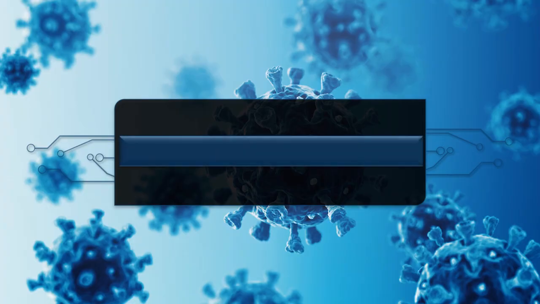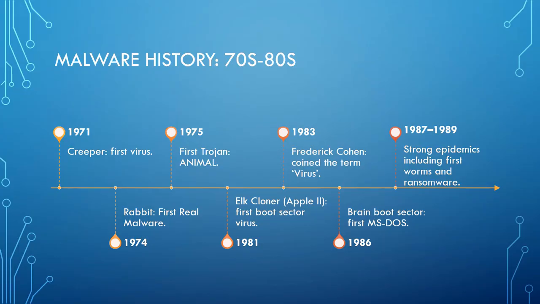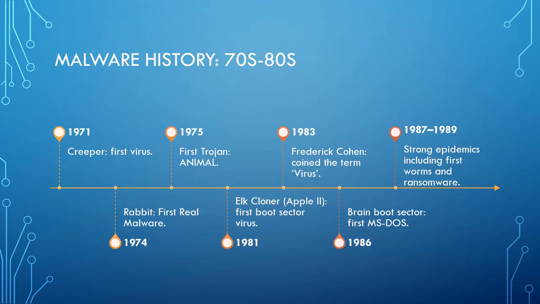So the question here is, was this malware at risk? What are the historical events that bring us to this specific point? And that's what I want to introduce now. So basically, everything started in 1971 with a malware that was just a normal test to check whether people were able to create this kind of malware, called Creeper. Okay. And then a few years later, in 74, we have the first real malware called Rabbit. So this was the first virus that was able to propagate.